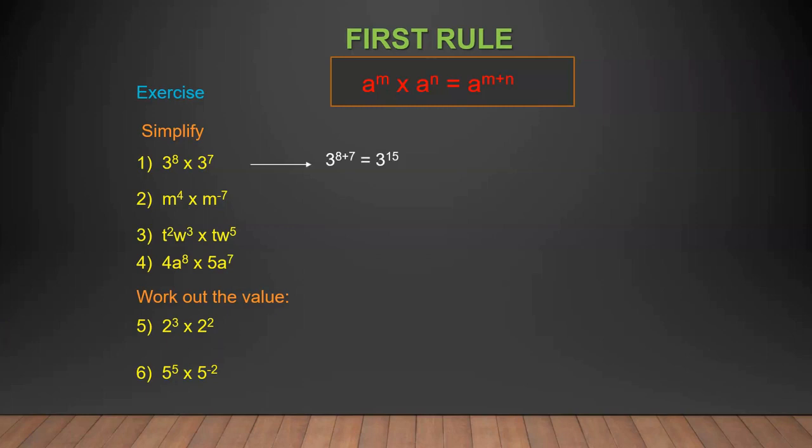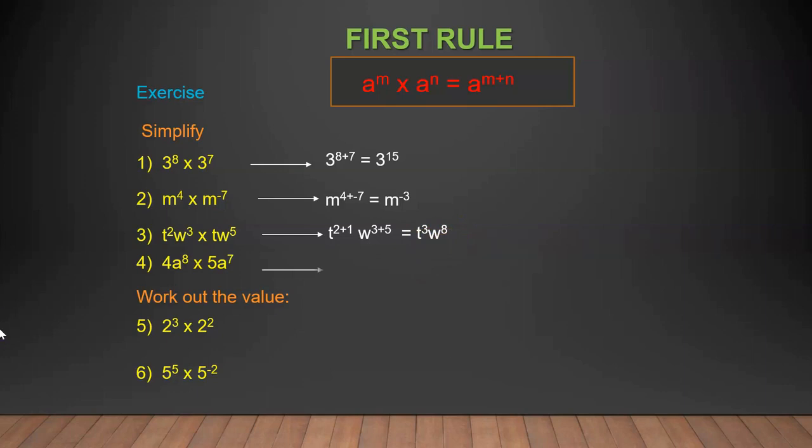For number 1, you're going to copy the common base 3 and add the 2 indices 3 and 7, which will give you 10. For number 2, you're going to copy the common base m, add the powers 4 plus negative 7, which will give you negative 3, so m to the negative 3. For number 3, you have 2 letters, T and W. So you're going to copy the T first, the common base, and then add the 2 indices. T hasn't got a power there, that means it's 1. So you have T to the 2 plus 1, which will give you T cubed. And for the W, 3 and 5, which will give you 8. So you have T cubed, W to the 8.